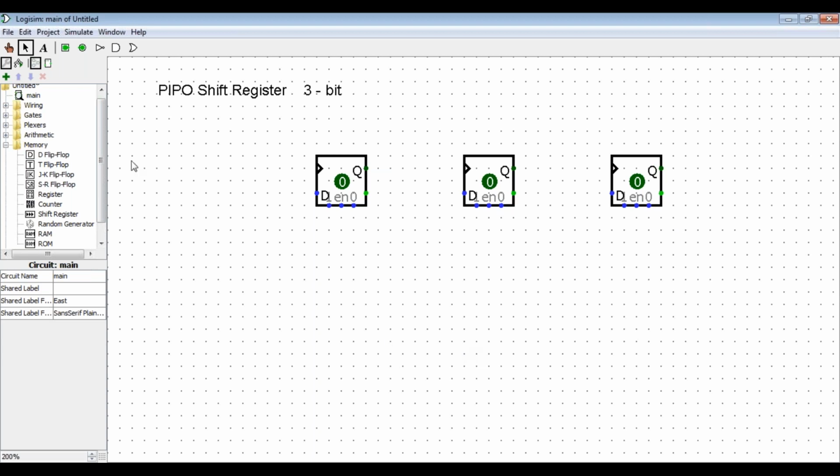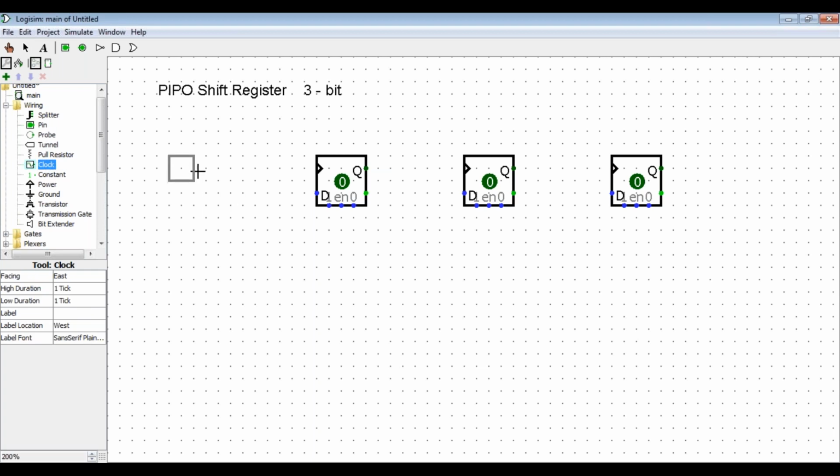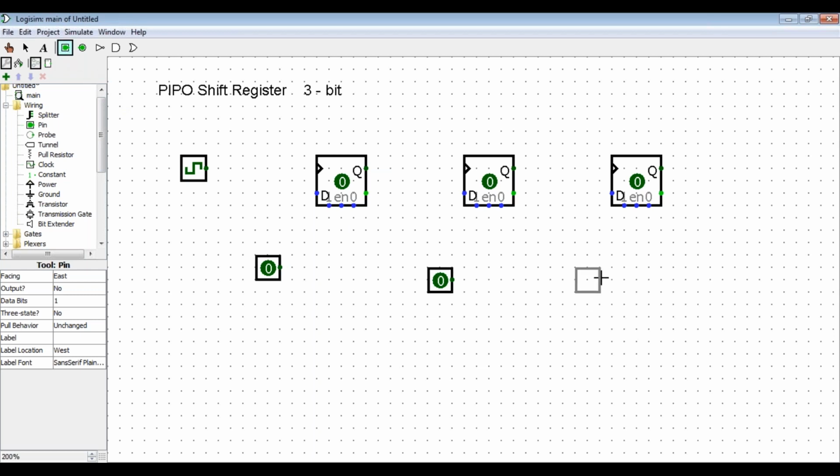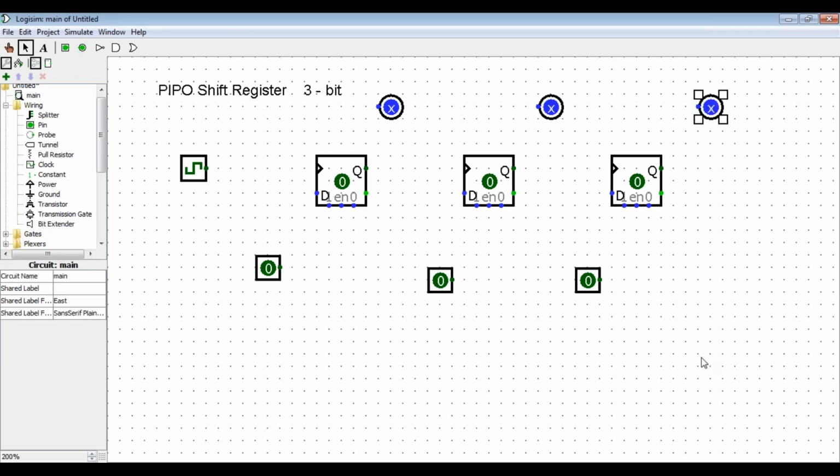Next I need a clock. I'm taking my clock input. So this is parallel in, parallel out. So I need 3 input blocks because I'm giving parallelly. It means individually. Parallel is nothing but individual. Also I need 3 outputs. So I'm going to see my outputs parallelly. It means individually. So I need 3 outputs.